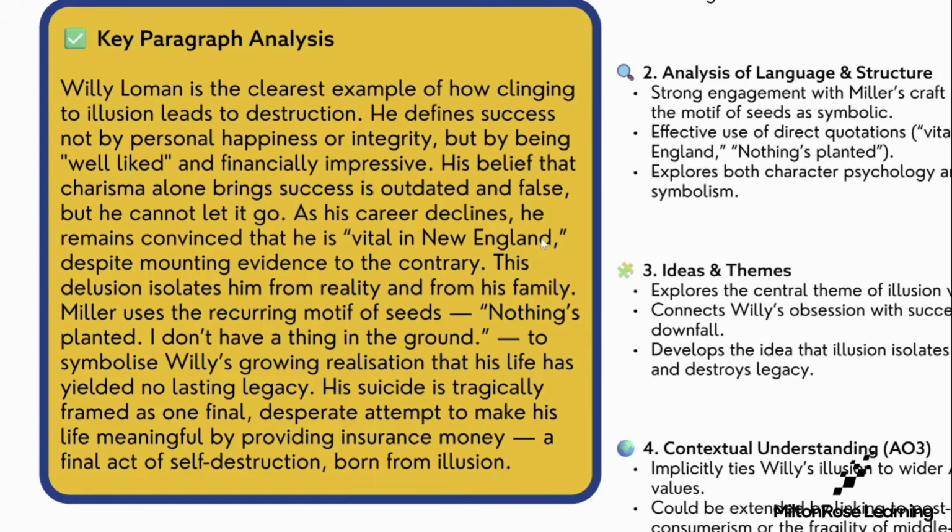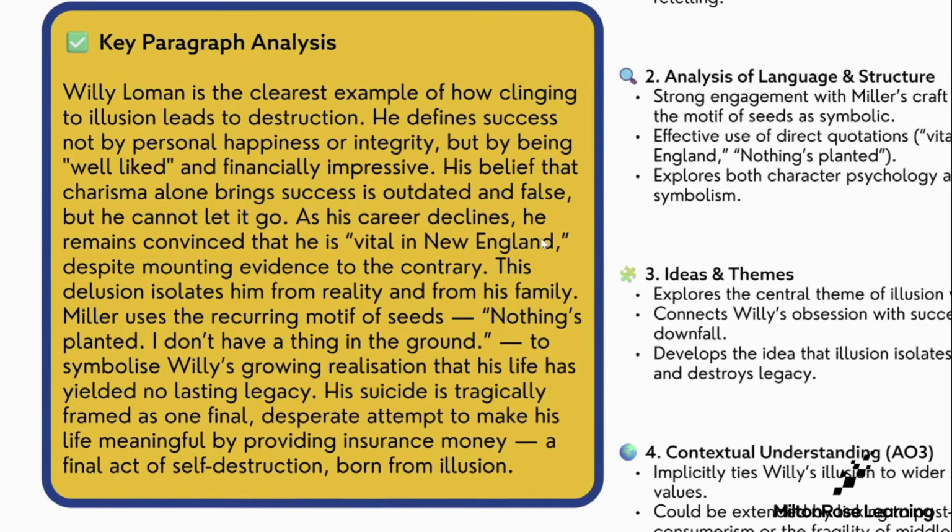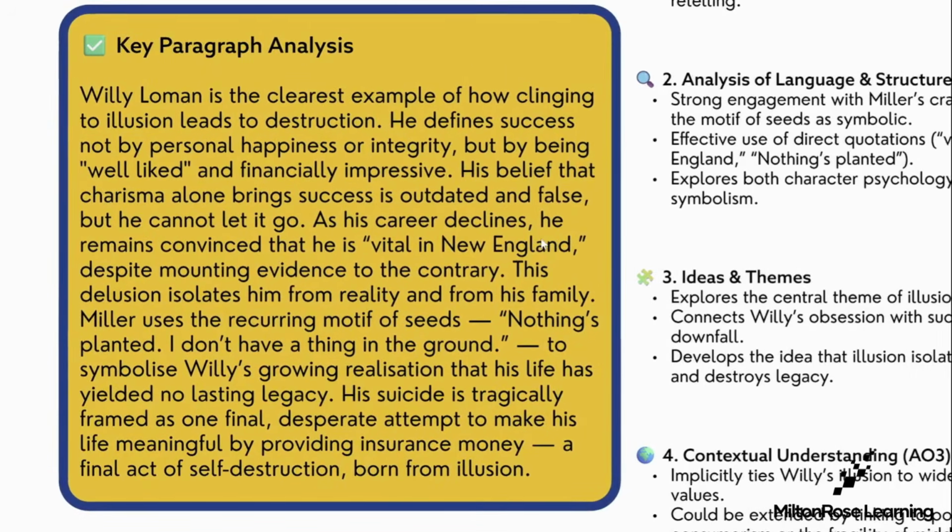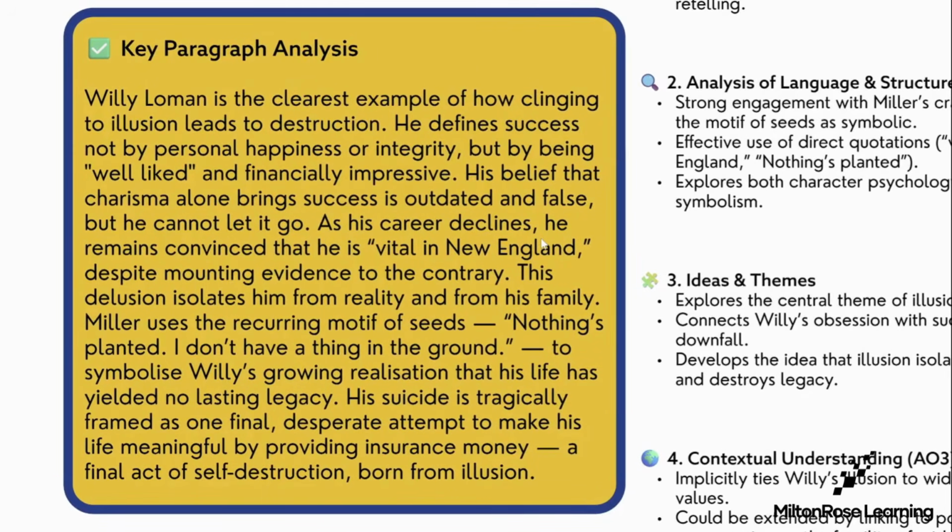Willy Loman is the clearest example of how clinging to illusion leads to destruction. He defines success not by personal happiness or integrity, but by being well liked and financially impressive. His belief that charisma alone brings success is outdated and false, but he cannot let it go. As his career declines, he remains convinced that he is vital in New England, despite mounting evidence to the contrary. This delusion isolates him from reality and from his family.